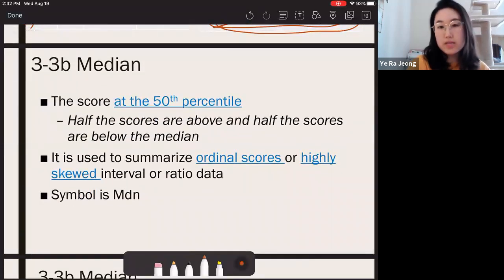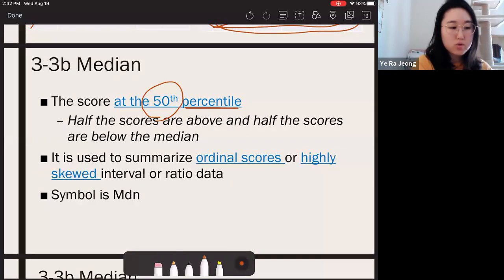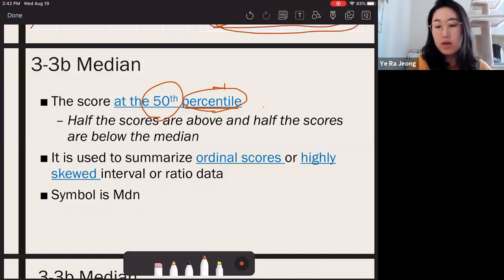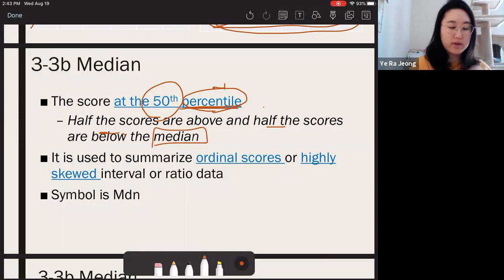The second type of central tendency is median. Median is the score at the 50th percentile. Remember, we learned percentile in chapter 2. Percentile is the percentage of all the scores at and below that particular score. In other words, at the median, 50% of scores are lower than the median and 50% of the scores are above the median. That's what it means for the median to be the 50th percentile. So half the scores are above and half the scores are below this median score, whatever that is.